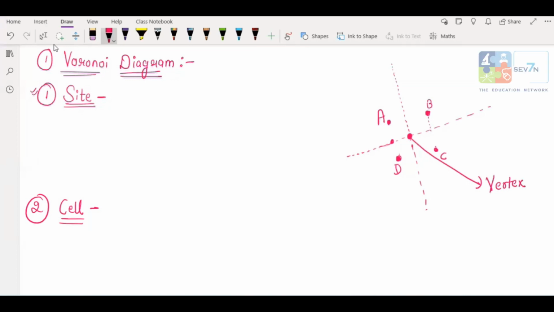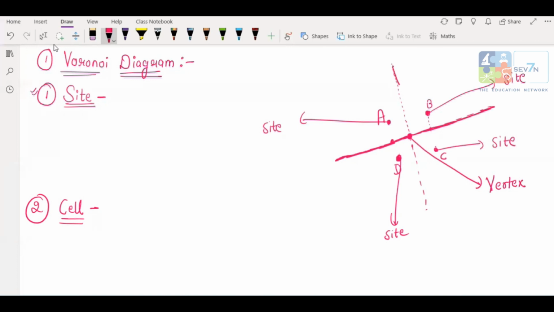Clear. And this A, B, C, D is your site. This is also your site. This is your site. And this is your site. So I think site and vertex is clear to you. And all these bold lines, whatever the perpendicular is there for all the lines, these are known as edges. Okay, clear?